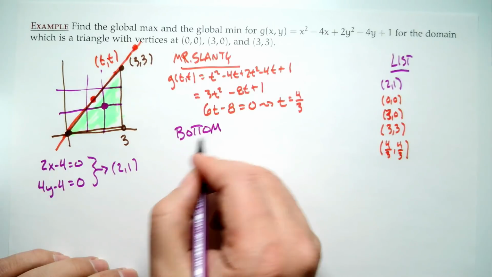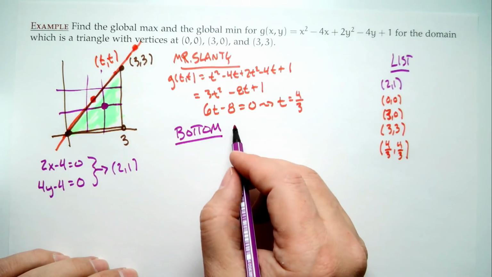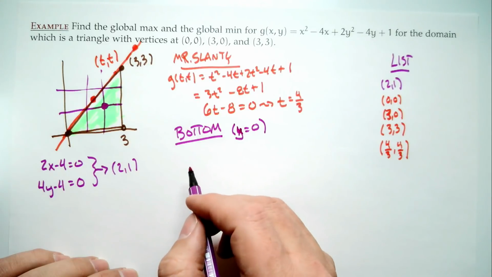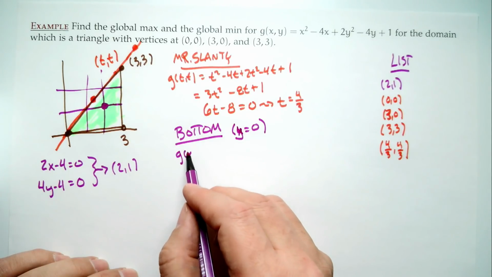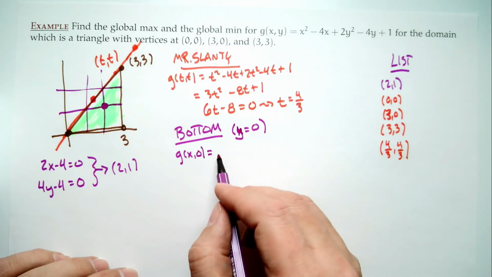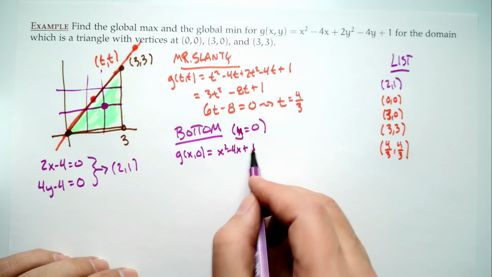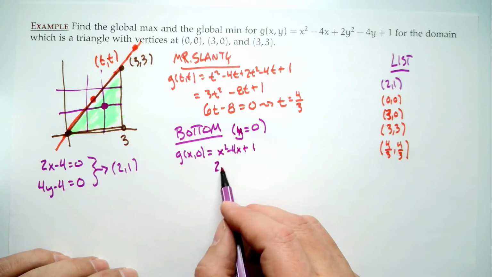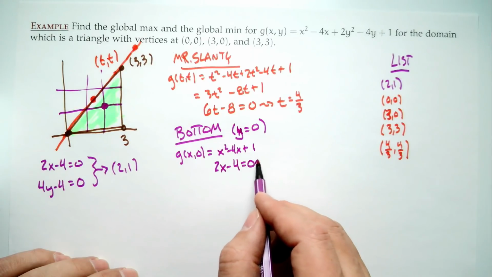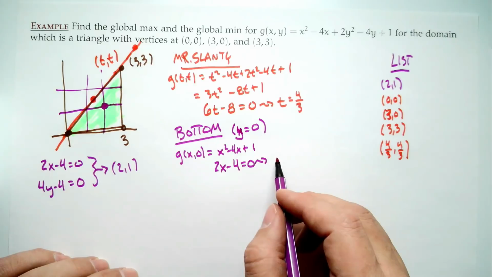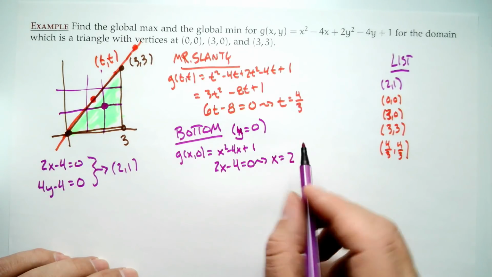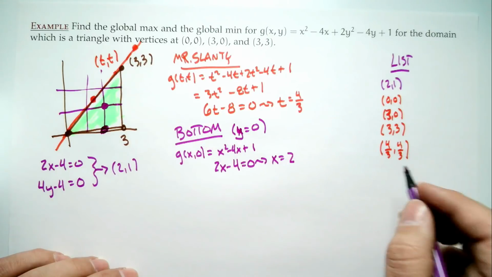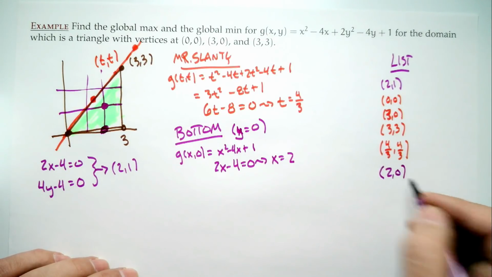What's true about the bottom? Yeah, bottom side, y equals 0. Okay, so that means I can really write my function as a function just of x. G of x comma 0, which is x squared minus 4x plus 1. Take the derivative, what do you get? 2x minus 4 set equal to 0, leading us to the point x equals 2. Well, it's x equals 2, y equals 0, which is that point there. That's in our domain. It gets added to our list.